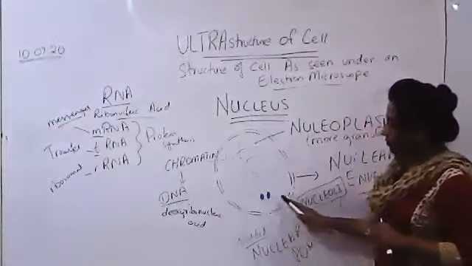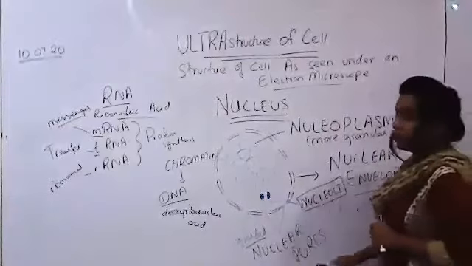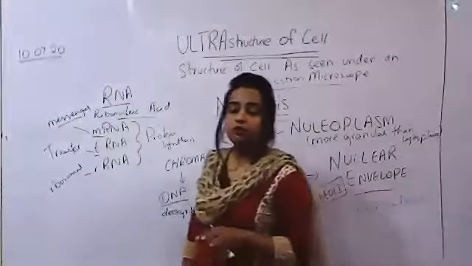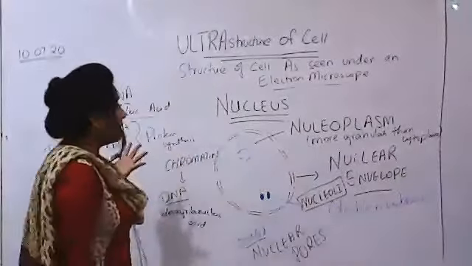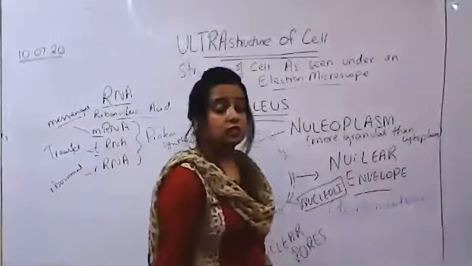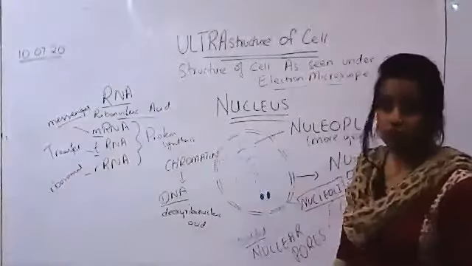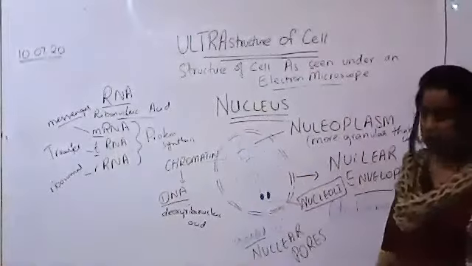There are pores present in the nuclear envelope termed nuclear pores, and these nuclear pores are present for bigger molecules to leave and to enter the nucleus, right? The bigger molecules might be RNA, they might be ATP, they might be certain hormones that carry messages for the nucleus, right? So this is all about the nucleus.